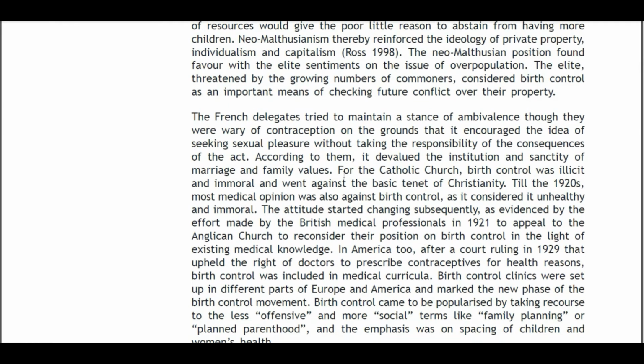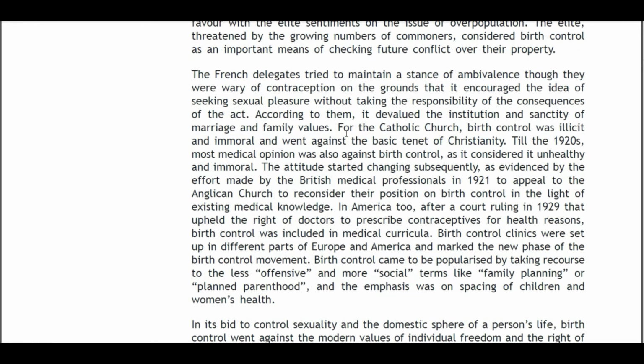The French delegates tried to maintain a stance of ambivalence, though they were wary of contraception on the grounds that it encouraged the idea of seeking sexual pleasure without taking responsibility for the consequences of the act. According to them, it devalued the institution and sanctity of marriage and family values. For the Catholic Church, birth control was illicit and immoral and went against the basic tenets of Christianity. Till the 1920s, most medical opinion was also against birth control as it considered it unhealthy and immoral.